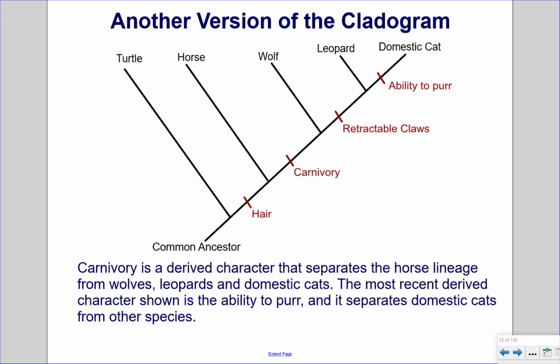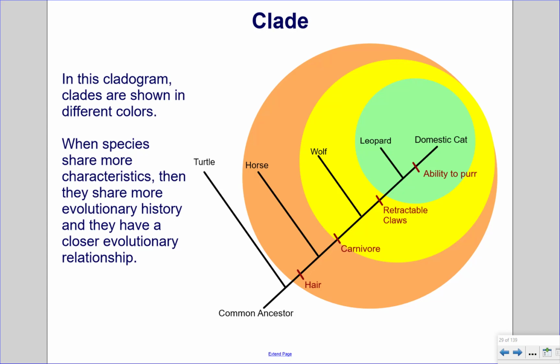Another version of the cladogram. Carnivory is a derived character that separates the horse lineage from wolves, leopards, and domestic cats. The most recent derived character shown is the ability to purr, and it separates domestic cats from other species. Clade. In this cladogram, clades are shown in different colors. When species share more characteristics, then they share more evolutionary history, and they have a closer evolutionary relationship.